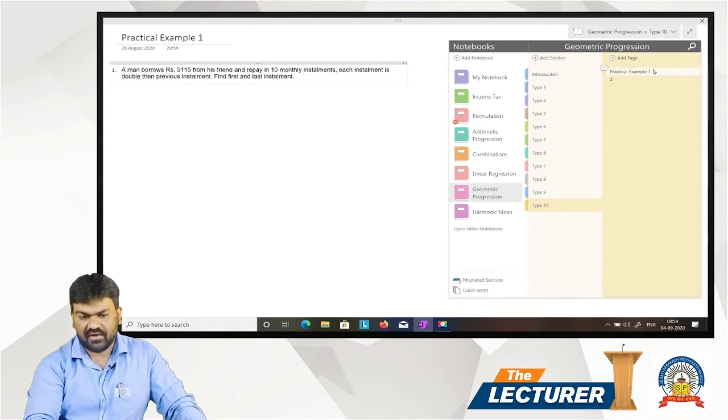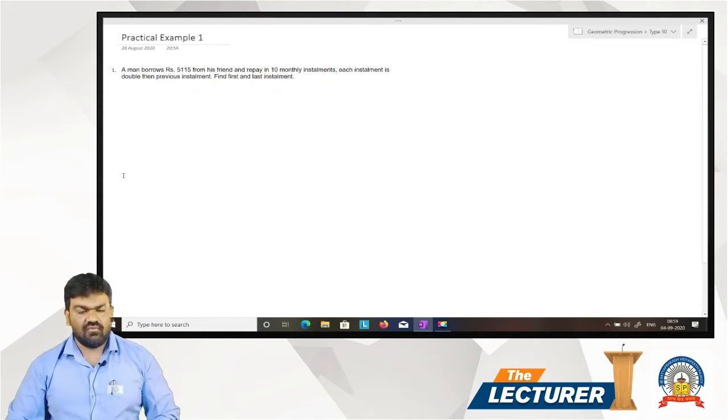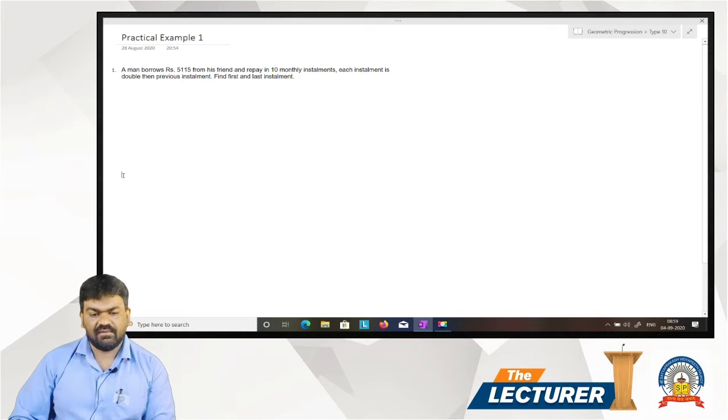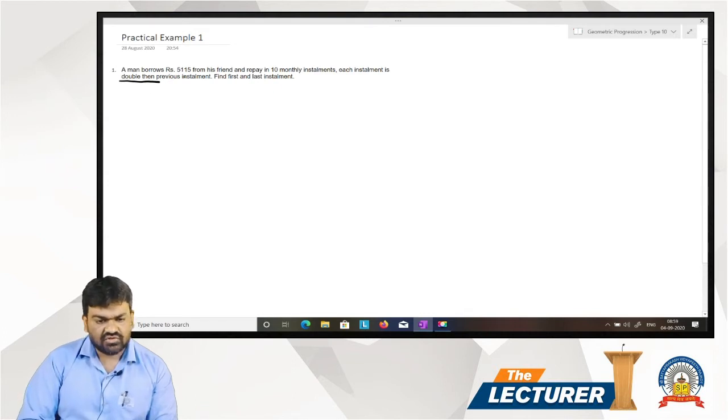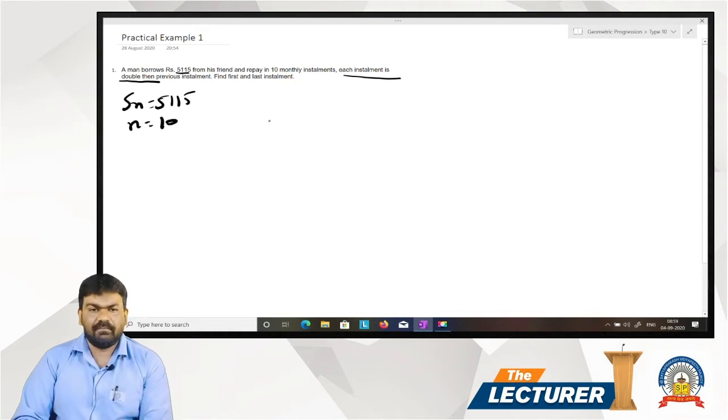First, example of practical example: a man borrows 5115 from his friend and repays in 10 monthly installments. Each monthly installment is double the previous. Find first and last installment. ટોટલ એને કેટલા રીપે કરવાના છે? 5115. Okay. How many installments are there? There are 10 installments. What is the condition for installments? Each installment is double the previous installment.